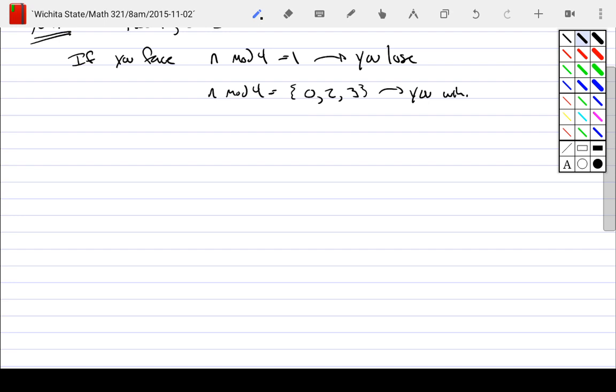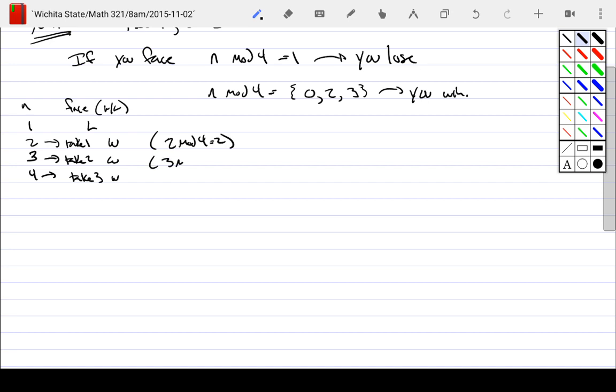The pattern we had was for each n: if you face it, is it a win or a loss? If we had 1, you're going to lose. If you have a 2, you take 1 and then you win. If you saw a 3, you would take 2 and you would win. If you saw a 4, you would take 3 and win. And we would notice that 2 mod 4 is 2, 3 mod 4 is 3, 4 mod 4 is 0. And so we would continue this process.